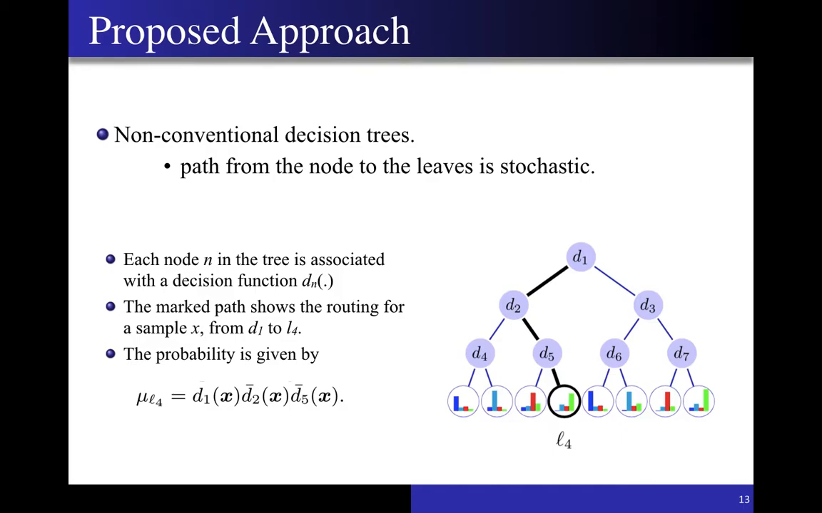Here is a simple example which shows each node to be associated with a decision function. So this function dn is associated with a node n. So this marked path shows the routing for an input x from d1 to d2 to d5, ultimately to the leaf node L4. So this probability of this routing is given by the product of the probabilities associated with each node.